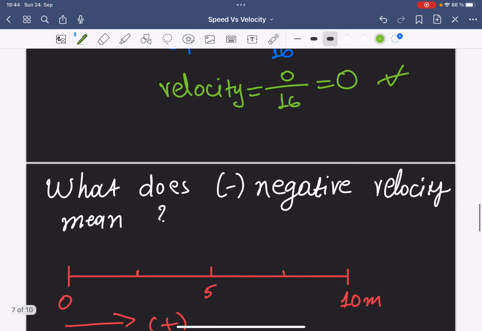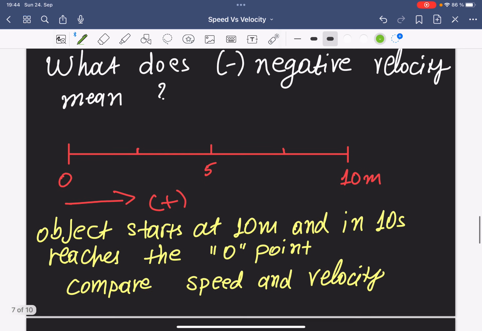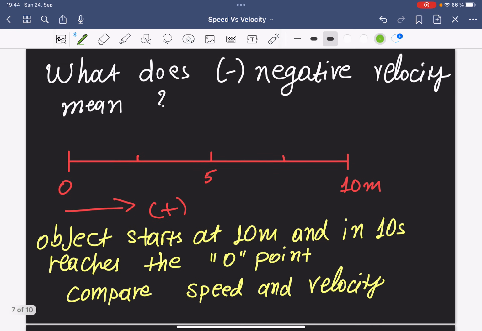That's quite interesting. Now, what does a negative sign, like a negative velocity, actually mean? It's very simple. Let's assume that we have this movement on the x-axis. So we have 0 on this side, 10 meters, and then we have identified the positive side moving to the right. Okay, so 0, 1, 2, 3, 4, 5 until 10, and our object starts moving from here, let's say, to the left. Okay, so it starts at 10 meters and in 10 seconds reaches the 0 point over here. We need to compare the speed and the velocity in this scenario.